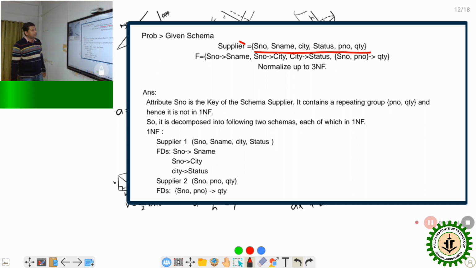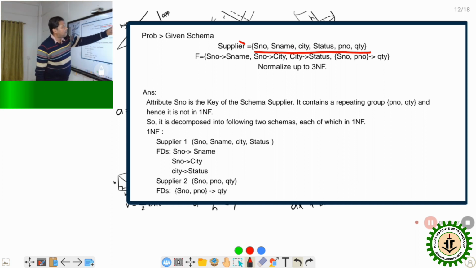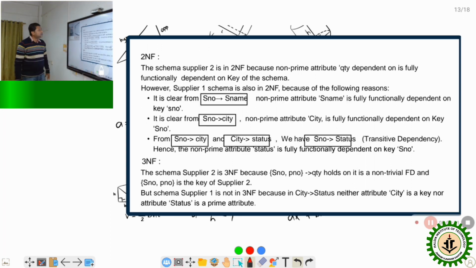In supplier 2, we get supplier number, project number, and quantity. So by using supplier number and project number, the prime attributes, we can get the quantity. So this is another table. So the previous tables, supplier 1 and supplier 2, are in 1NF. Now we have to convert these tables to 2NF. For 2NF, the relation schema supplier 2 is already in 2NF because the non-prime attribute quantity is fully functionally dependent on the supplier number and project number.